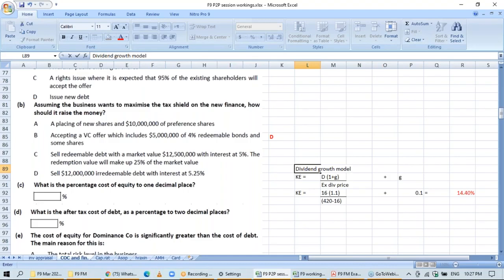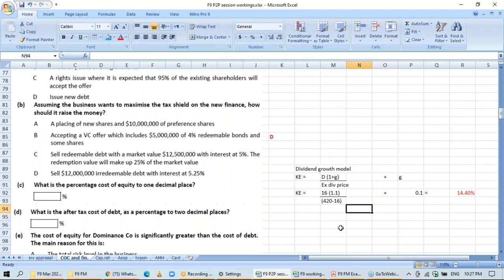I do have just two options to calculate the cost of equity. One is the dividend growth model, and the other one is the capital asset pricing model. Now, if they are giving you hints in the question regarding dividends and the growth rate, it means you have to use the dividend growth model.